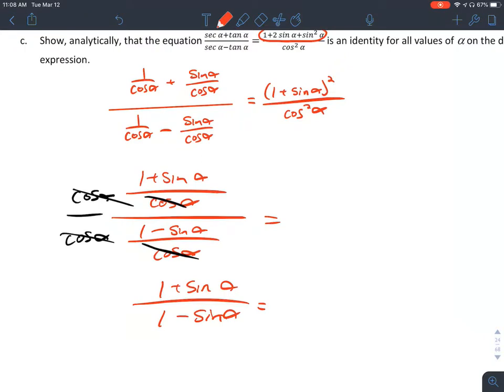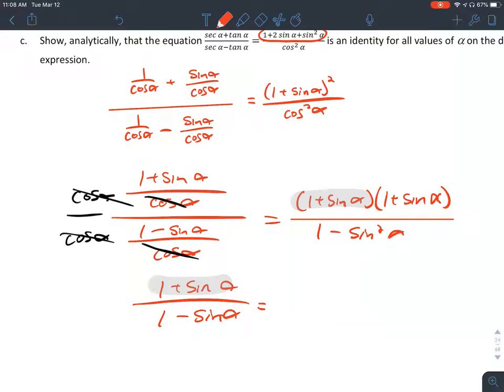1 plus sine squared of alpha in my numerator is the same as 1 plus sine of alpha times 1 plus sine of alpha. The reason I want to focus on that is because the left side has one of those. Need to get rid of the other one. Cosine squared of alpha can be replaced with 1 minus sine squared of alpha. That's a difference of two squares, which factors into a 1 minus sine of alpha and a 1 plus sine of alpha.